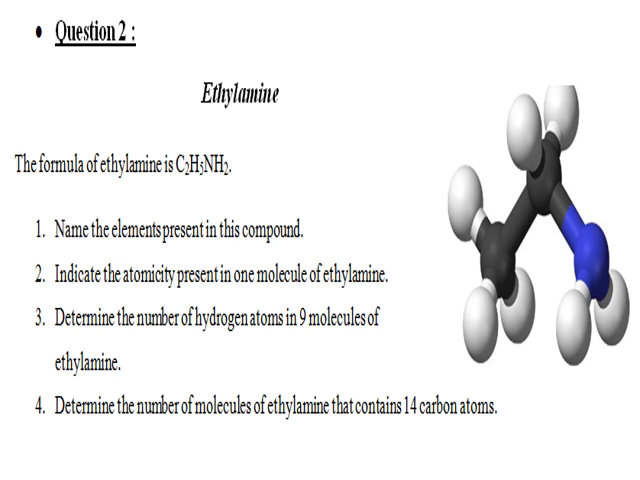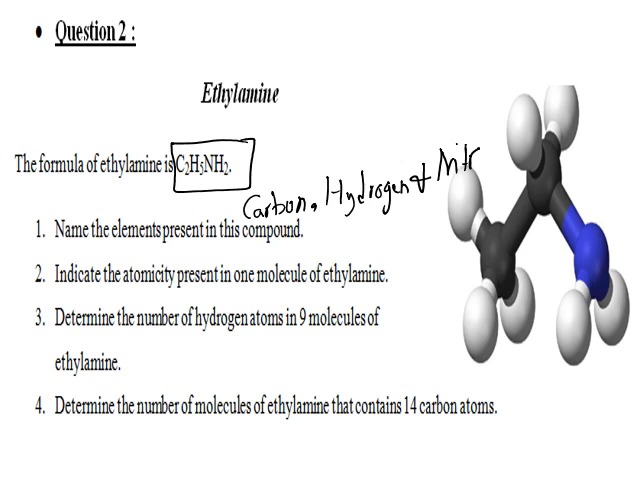Okay? Move to the second question. Second question. The formula of ethylamine is C2H5NH2. This is the formula. Name the elements that are present in this compound. We have carbon, we have hydrogen, and we have nitrogen. These are the elements present in this compound.